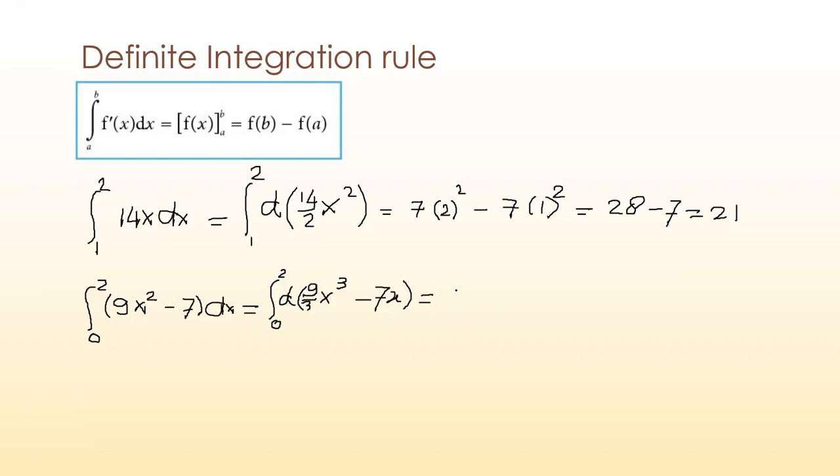So it becomes 3 times 2 cubed minus 7 times 2, like this, minus 3 times 0 cubed minus 7 times 0. It's going to be 3 times 8, 24, minus 21.